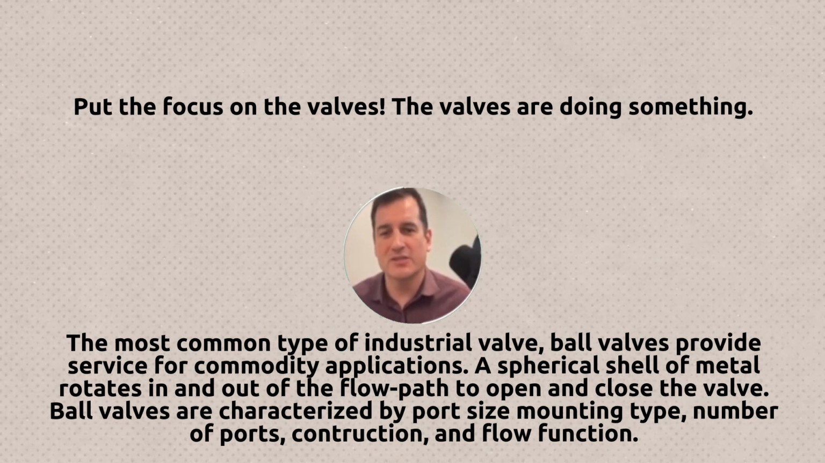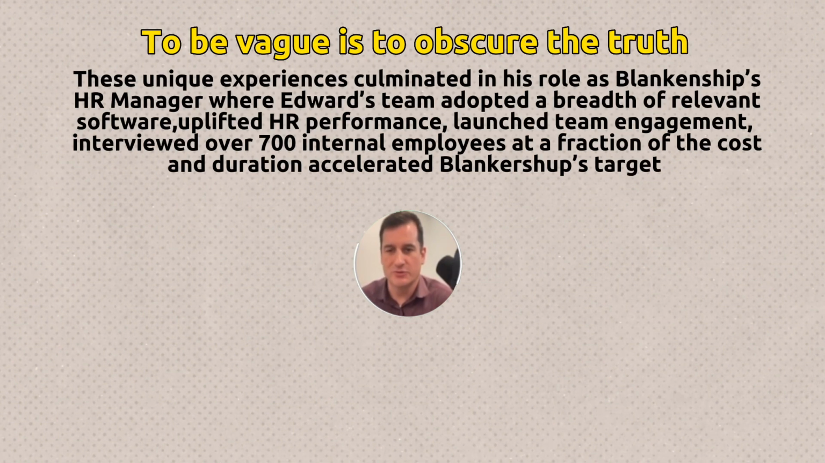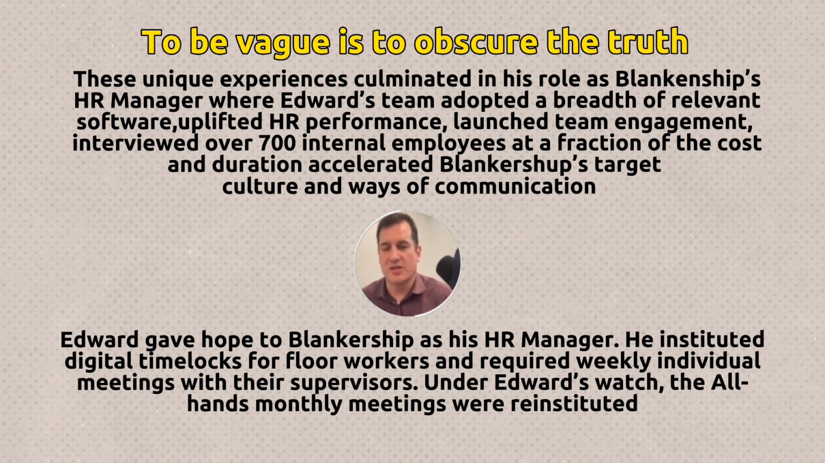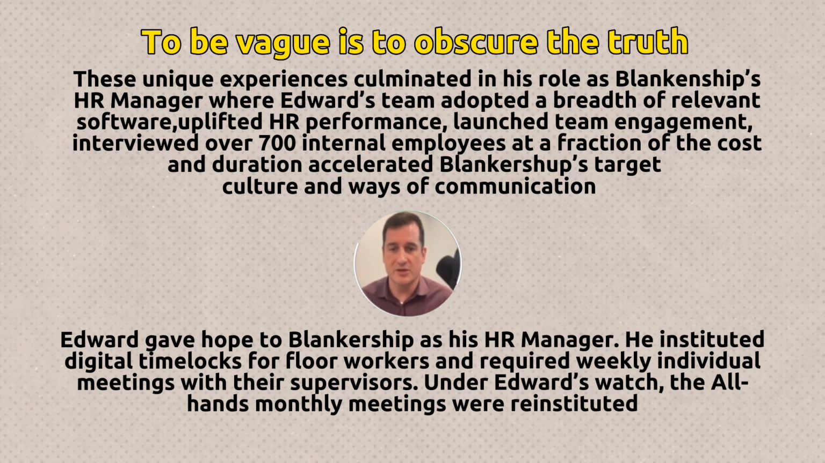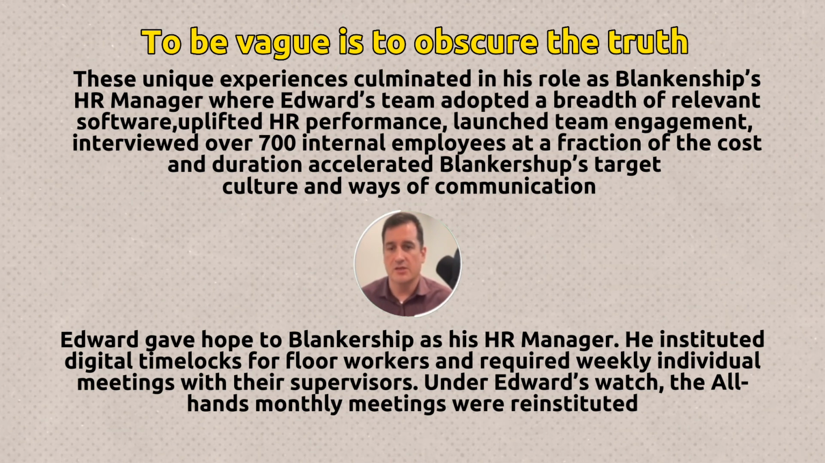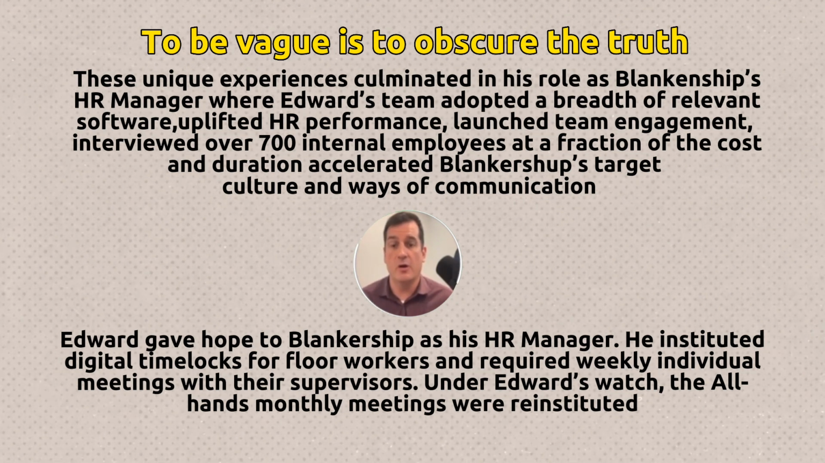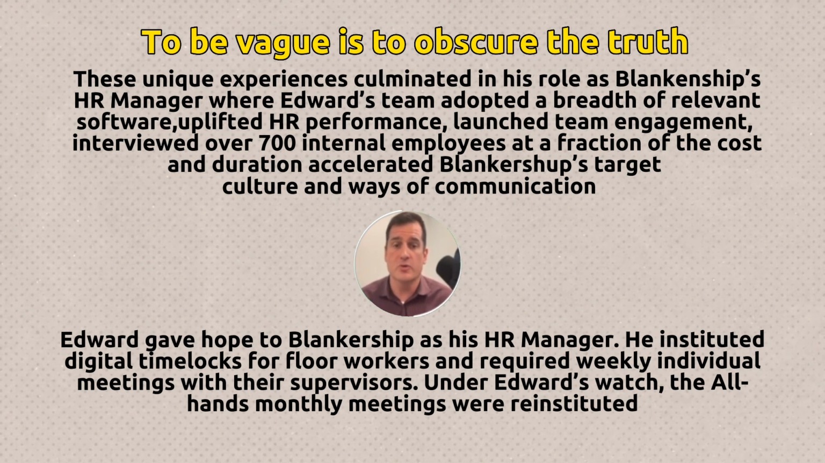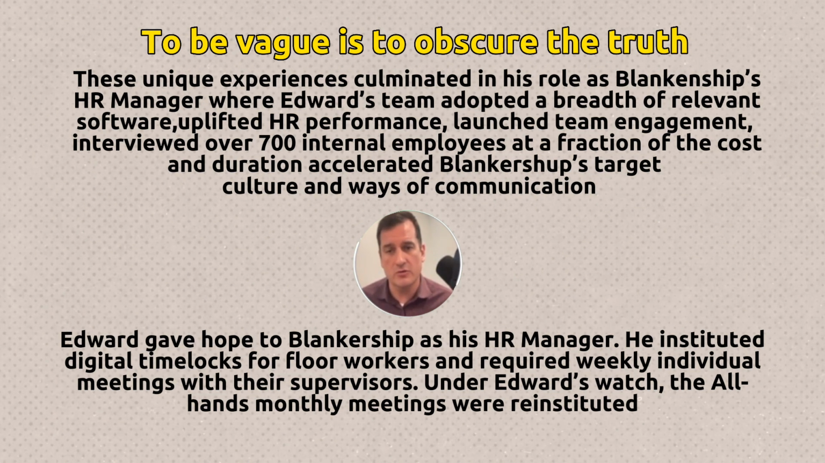The fourth deadly sin is what I like to call the great vagueness. To be vague is to obscure the truth. And here's an example. The first paragraph you're reading here, there's no detail in the entire segment. It simply lists out a series of accomplishments in very flowery language, but you don't really know exactly what Edward did. Versus the second one is more concrete.